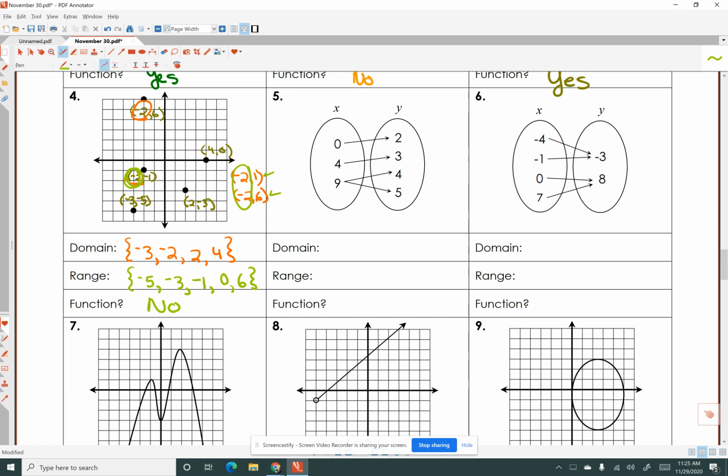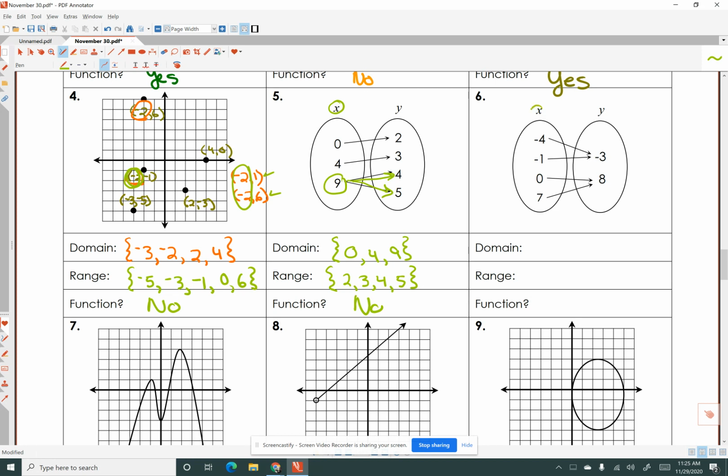Okay, we've got a domain here, this is our x values, of 0, 4, or 9, and a range of 2, 3, 4, and 5. So let's first write that down. The domain is 0, 4, and 9, and the range is 2, 3, 4, and 5. But what's happening here? A domain of 9 results in a range of either 4 or 5, so that is not a function.